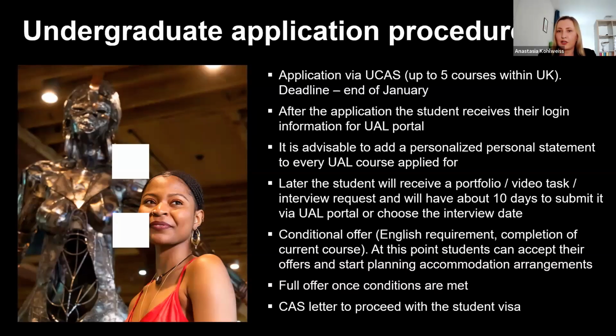The undergraduate application procedure, the most important part for the student course. Basically, the procedure is a little bit different because of the creative courses, because students have to submit their portfolios. So first of all, it's a standard application you do via UCAS, where the student can choose up to 5 courses within UK. And normally the deadline is in the end of January. This application is submitted via this generalized UCAS system.